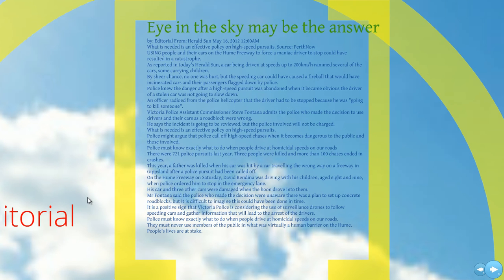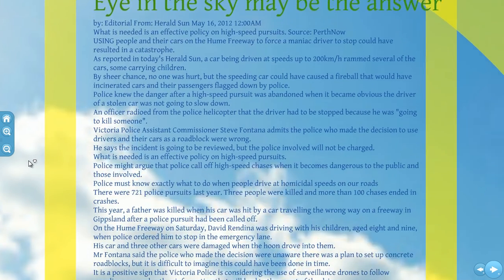Some of the tabloid newspapers, like the Herald Sun, will still use very sensational language, even though the editorial is meant to be very official. This example is about road safety. Eye in the sky may be the answer.